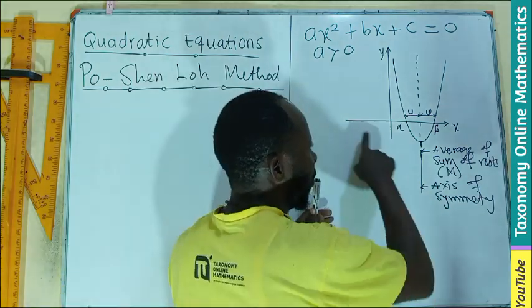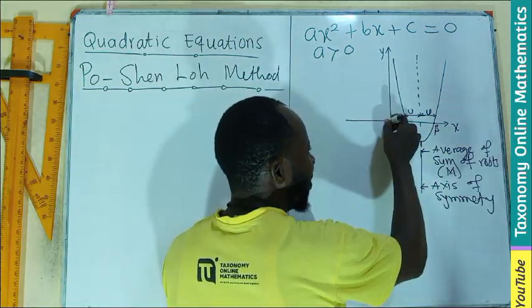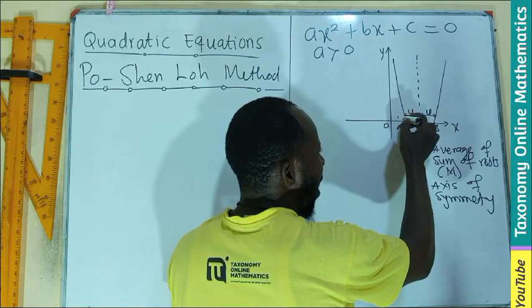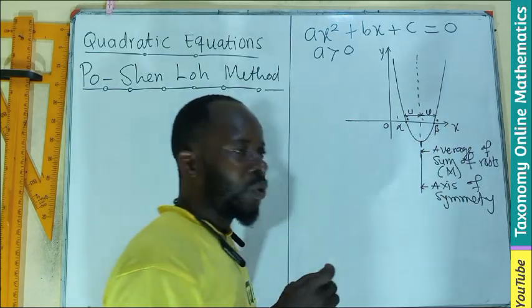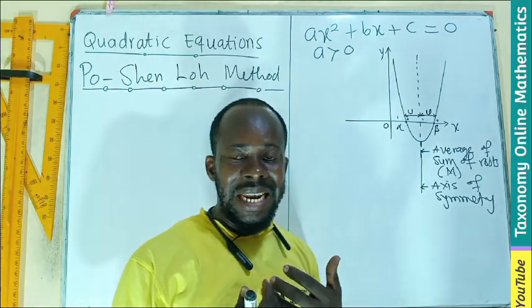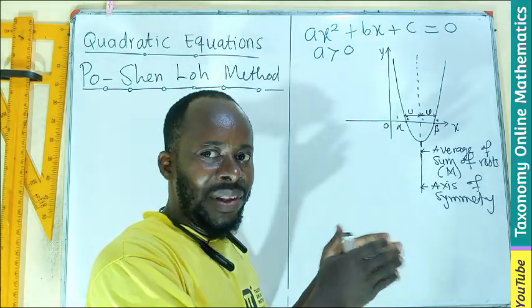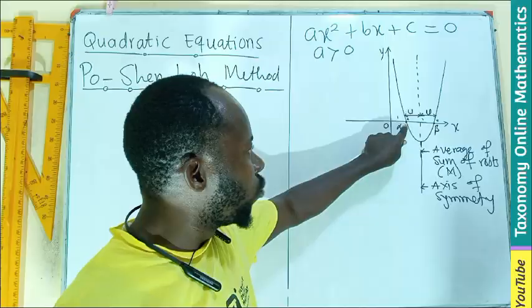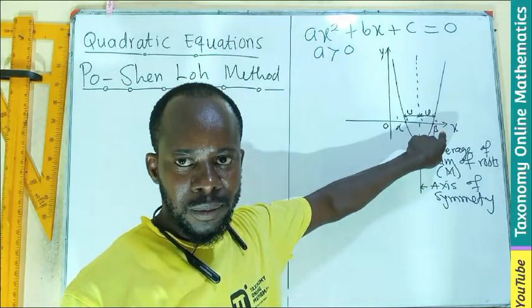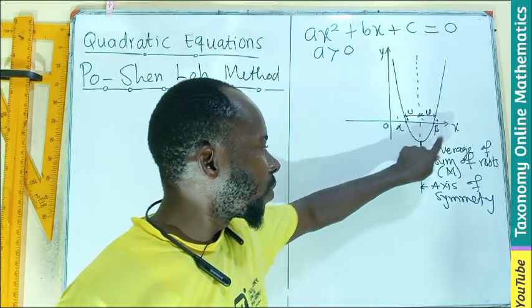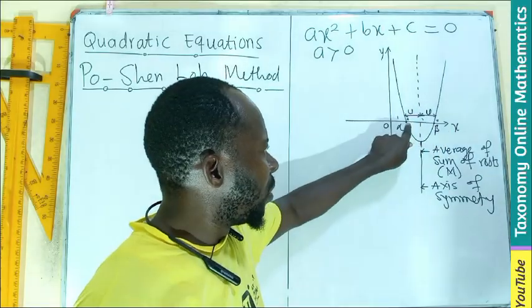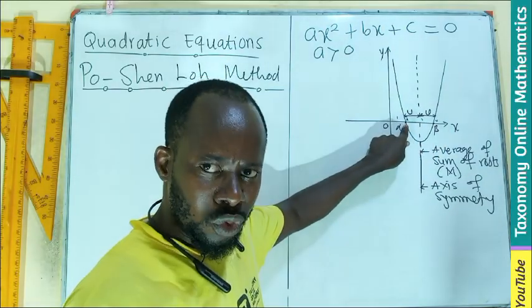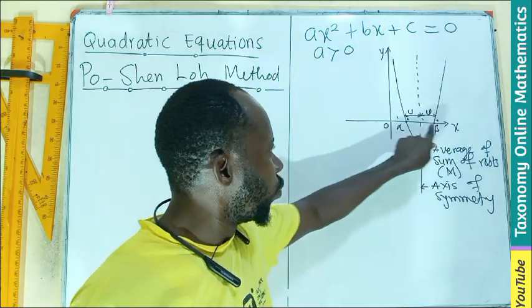Let's say I am on the x-axis. This is 0. Let me have 1, 2, 3, 4. I am saying that the roots of the quadratic equation that gave us this graph will be 2 and 4. So now, this is going to be the first root. This is the second root.